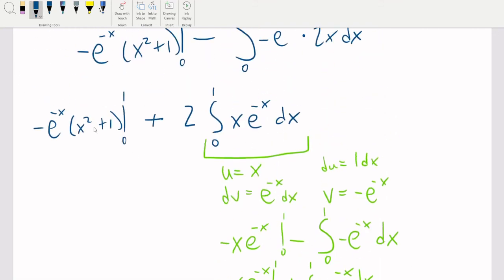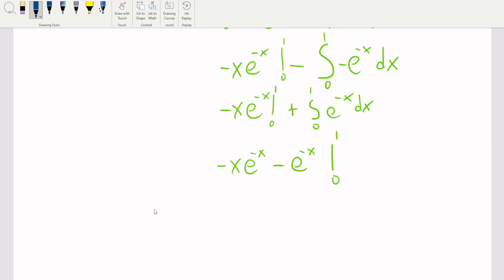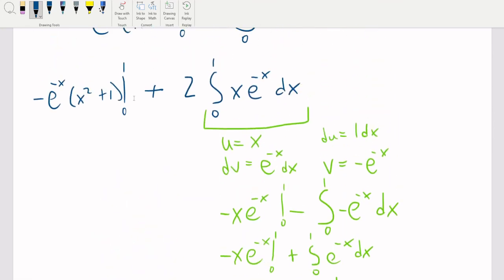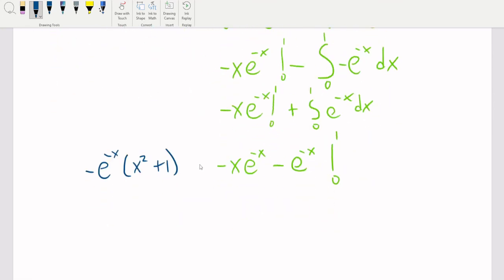What did we have still? We had negative e to the negative x times x squared plus 1. So let's bring that down. Negative e to the negative x times x squared plus 1. Okay. And then there was still the plus 2 times this. And we can do all of this from 0 to 1 just at the end here, which is pretty nice. You don't have to do it separately. It hits every piece, but you can just do all of this together at the end and plug in the bounds, which is pretty nice.